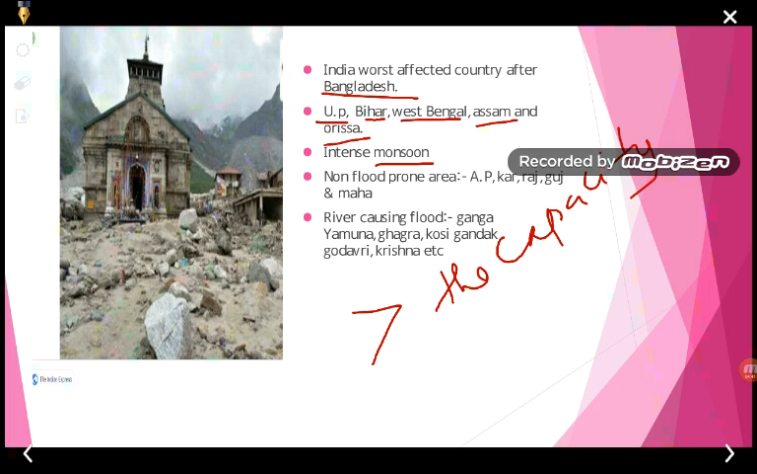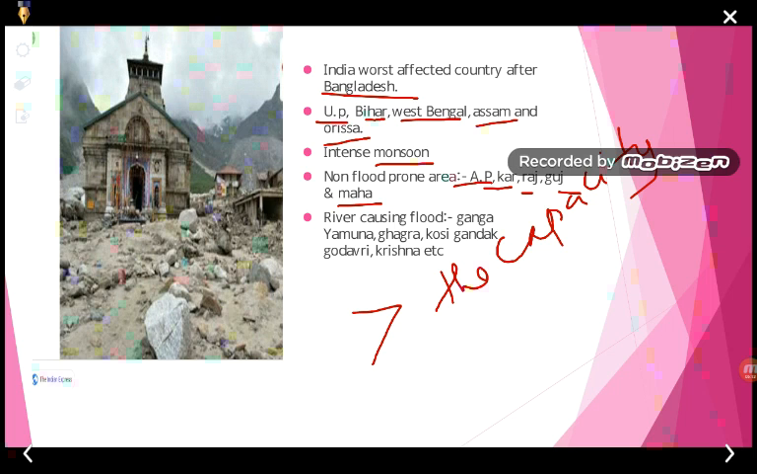Certain states are non-flood prone areas, like Andhra Pradesh, where you can find a shortage of water, Karnataka, Rajasthan, Gujarat and Maharashtra. These are states where flood is negligible. But last year Kolhapur itself faced the flood.